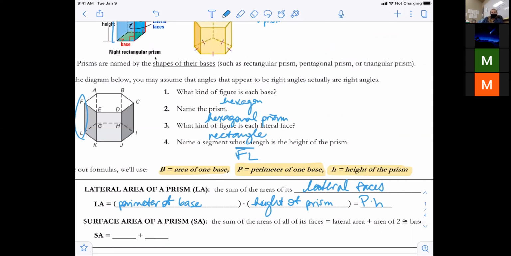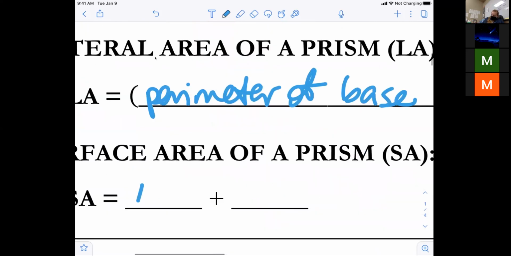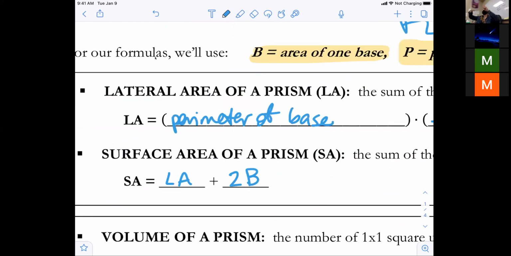We do lateral area first because that helps us find the total surface area. Surface area is going to be my lateral area plus 2 times B, excuse me, 2 times the area of my base, not just the base. Again, lateral area on this tissue box is the area of these 4 rectangles. And then one base is here, the other base is here. So we have to do 2 times the area of the bases.